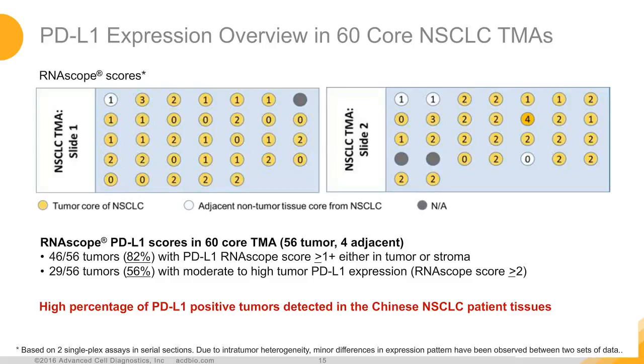Overall, this study demonstrates a high percentage of PD-L1 positive tumors in this subset of non-small cell lung carcinoma patients. This number is higher than previously reported cases. This may be attributed to the fact that the RNAscope assay has high sensitivity compared to immunohistochemistry. Additionally, this can simply be a reflection of a unique environmental status in this subset of patients.